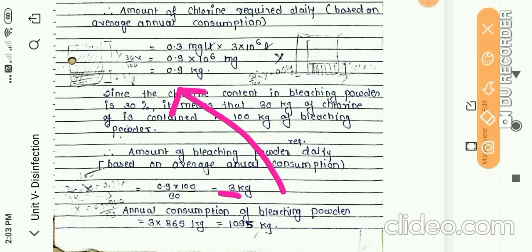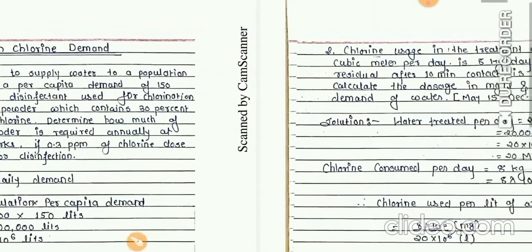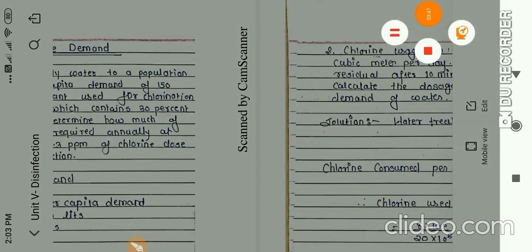So bleaching powder consumed for a period of 1 year, here we can see 3 into 365 kg, that is 1095 kg bleaching powder will be used in a year. This is the content of chlorine.